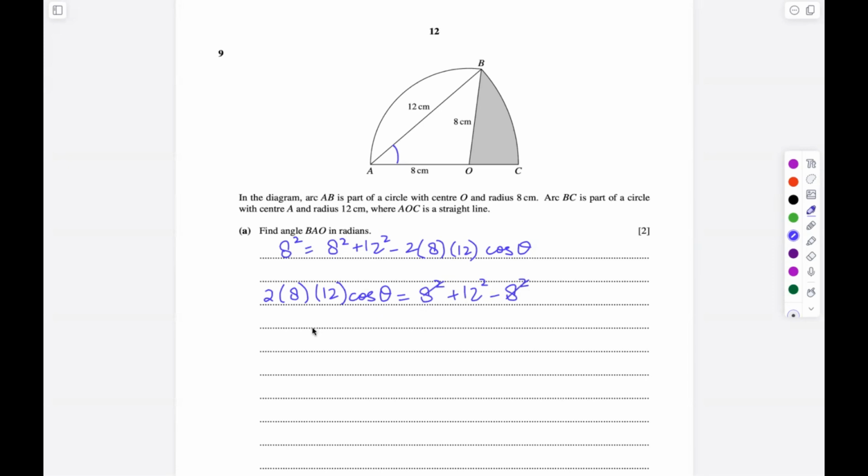So 8 squared and 8 squared will cancel out. Cos theta will be equal to 12 squared divided by 2 into 8 into 12. So 12 squared is 144, so we'll do 144 divided by 2 into 8 into 12. Taking shift cos inverse of the answer, theta will be equal to 0.7227 radians. Now, as we have to give this answer in 3 significant figures, the final answer is 0.723 radians.